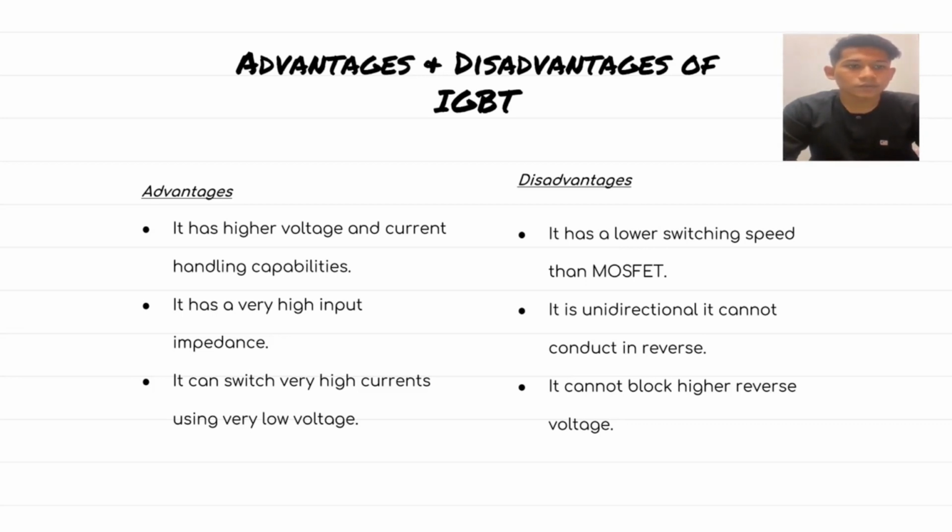It has a low switching speed, the MOSFET. It is unidirectional. It cannot conduct in reverse. It cannot block higher reverse voltage. It is a combination of the BJT and MOSFET.